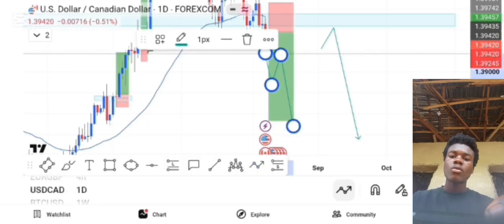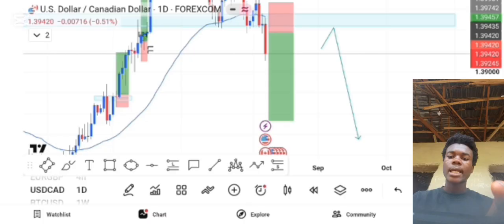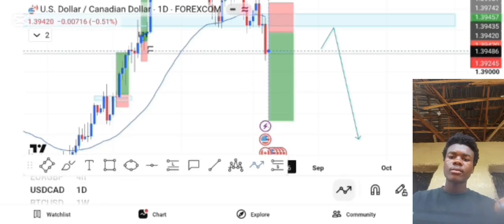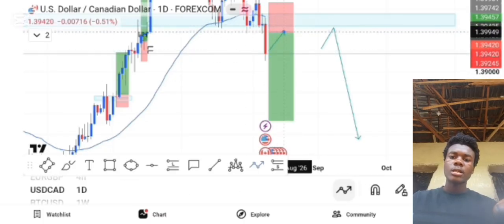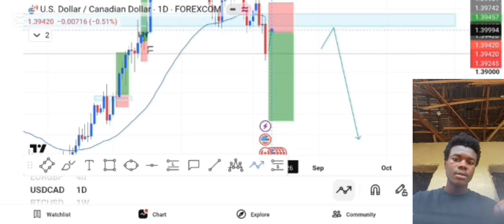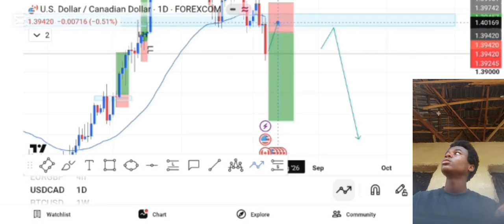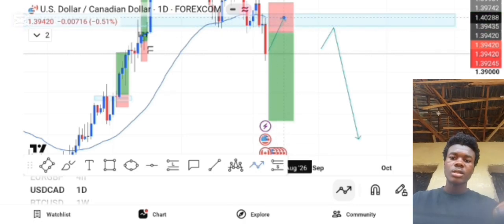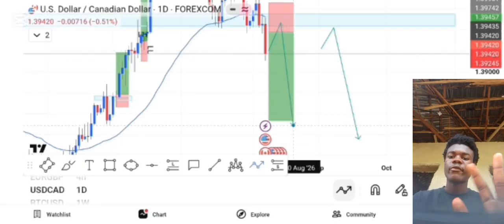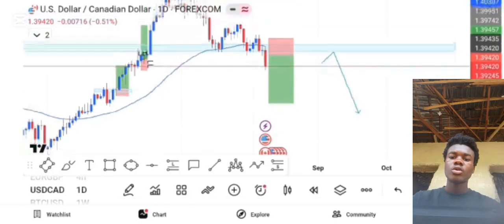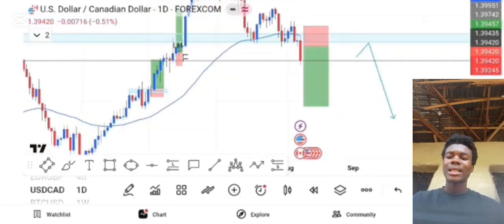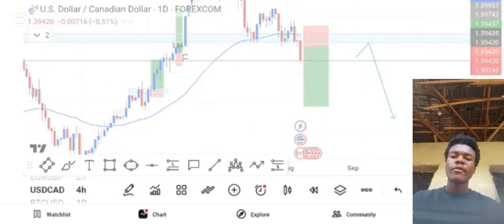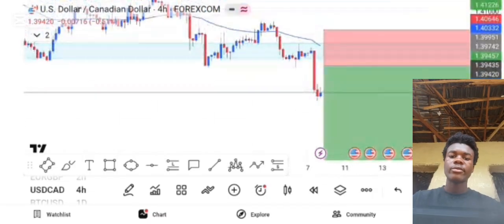Or what I'm also expecting is a pullback to this area, then give me my rejection. Give me my rejection, then I will take the trade to the downside. We'll come and take a close look on the 4-hour time frame. On the 4-hour time frame, you can see a very beautiful strong pattern.